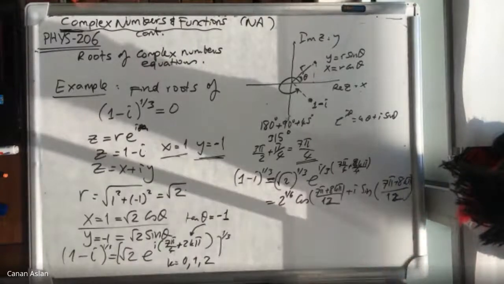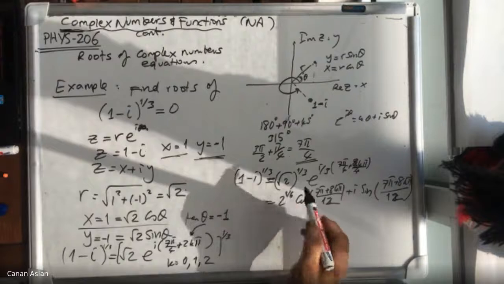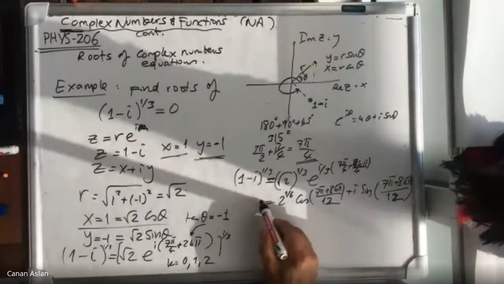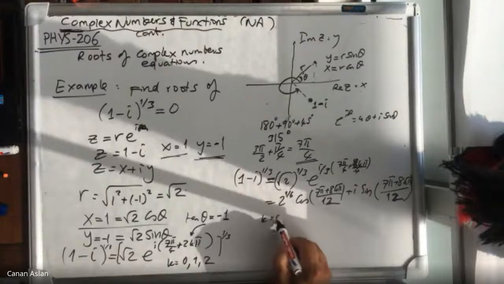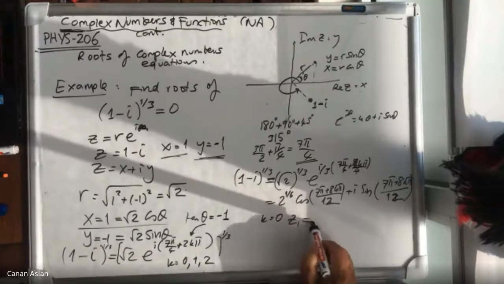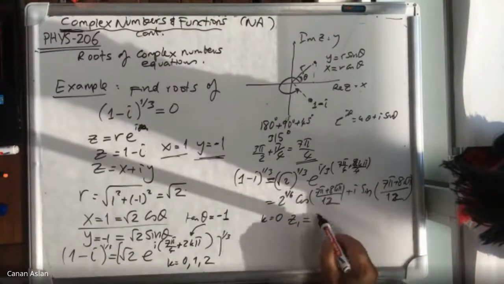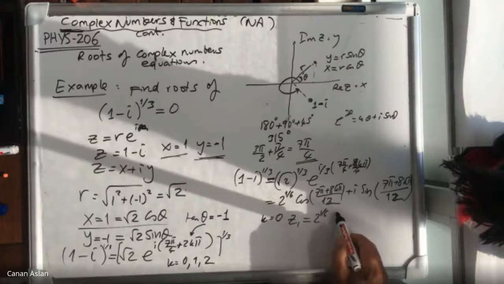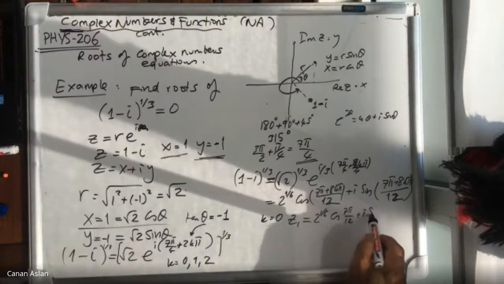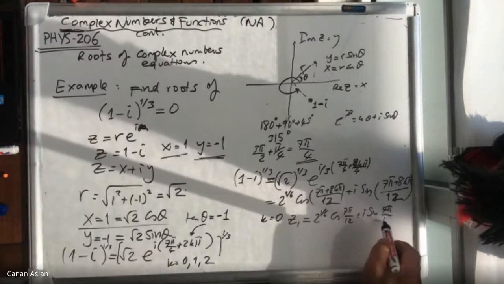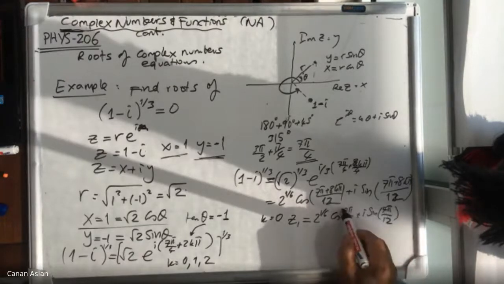Okay, so this is the root. So if we say that k equals 0, then one of the roots will be given as 2 to the 1/6 times cosine 7 pi over 12 plus I sine 7 pi over 12. So this is root number 1.